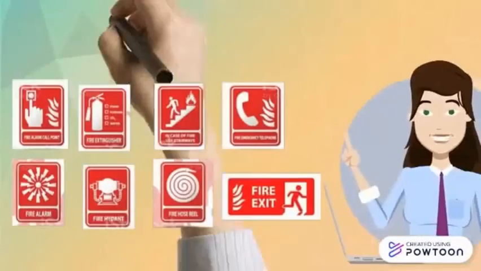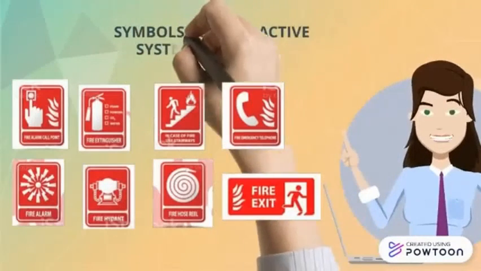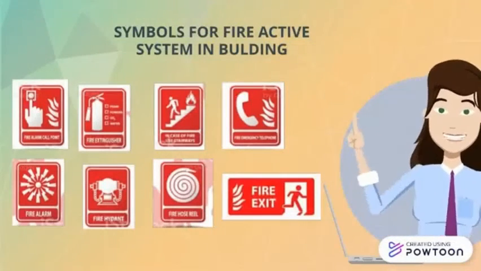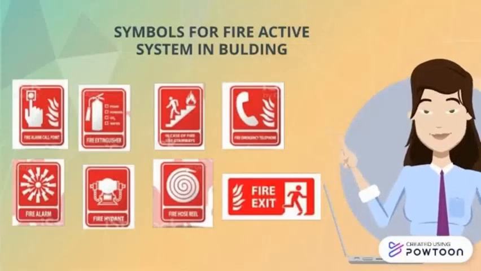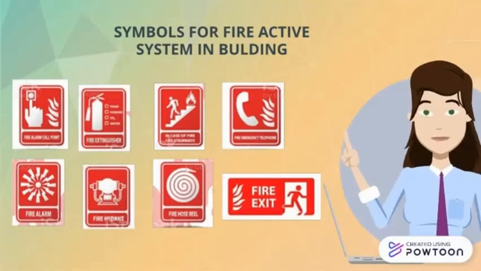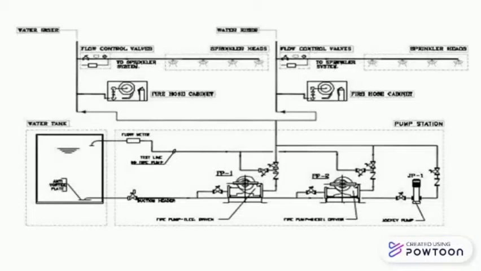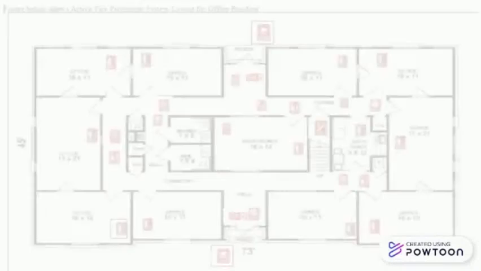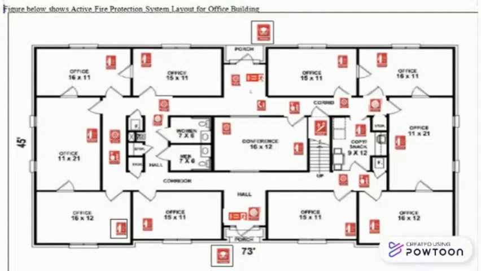This is the symbol for active fire protection system in the building. Fire alarm call point, fire extinguisher. In case of fire, use stairways, free emergency telephone, fire alarm, fire hydrant, fire hose reel, and fire exit. So this is the layout for the fire sprinkler system. The figure below shows the active fire protection system layout for an office building.